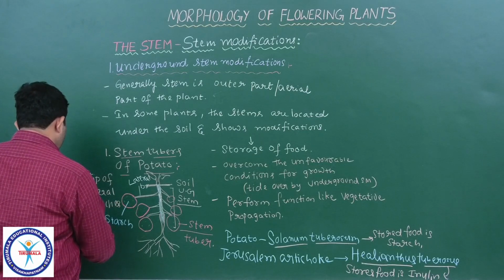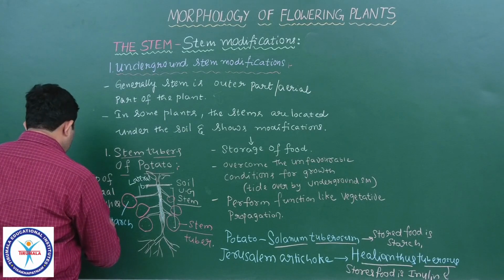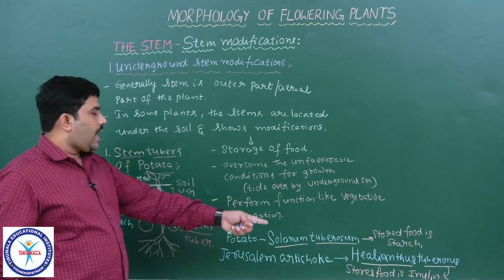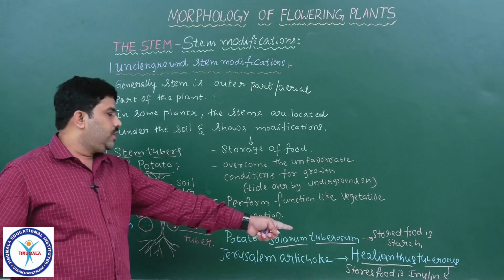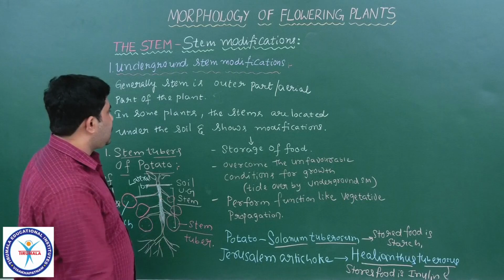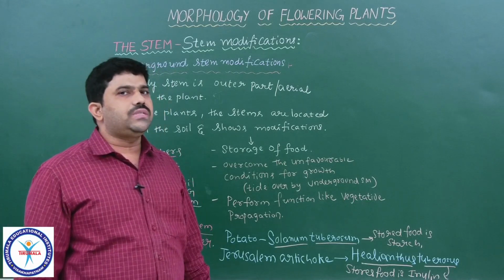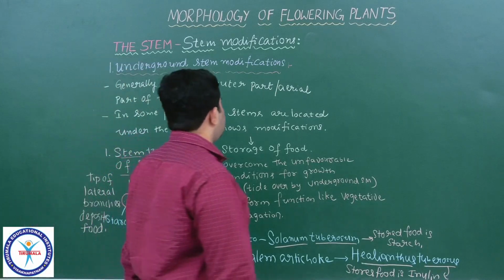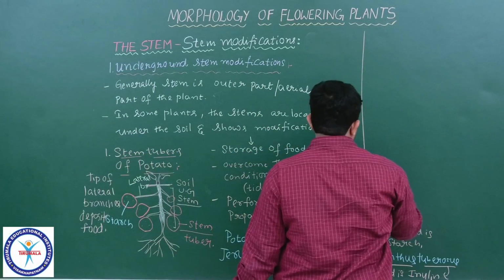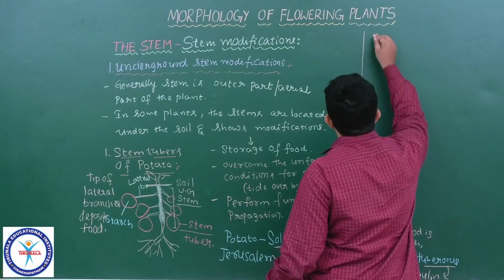The tip of the lateral branches deposits food. That food may be either starch in potato or inulin in Jerusalem artichoke. So this is a very good example of a type of underground stem modification, that is stem tubers. Now coming to the next type of stem modification, what is it?